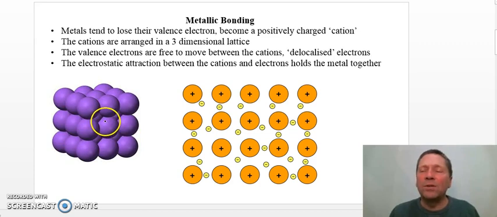The valence electrons that the atoms lose, they don't just disappear. They kind of become a bit of a sea of electrons or a fog of electrons that move around. They're delocalized, which means they don't have any particular place. They can move all around like this. And there's an electrostatic attraction between the positively charged metal cations and the free electrons. They stick together closely, but that doesn't mean the electrons are stuck. They can move around even though there's still a strong force of attraction between them, and that holds the metal together overall.